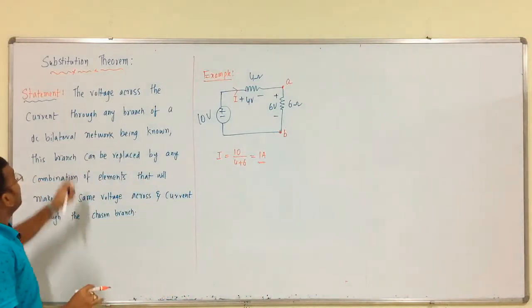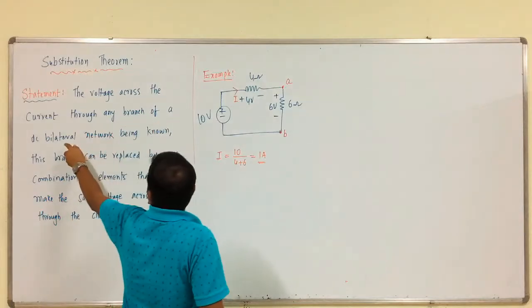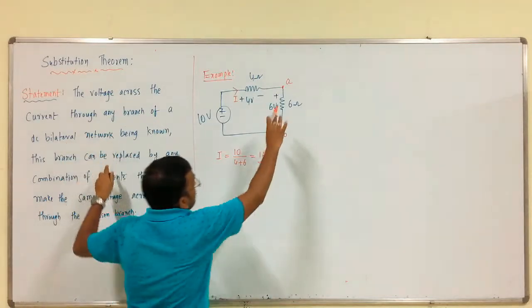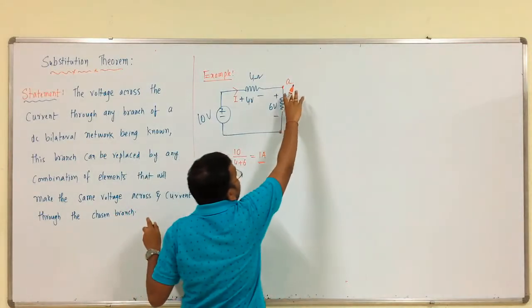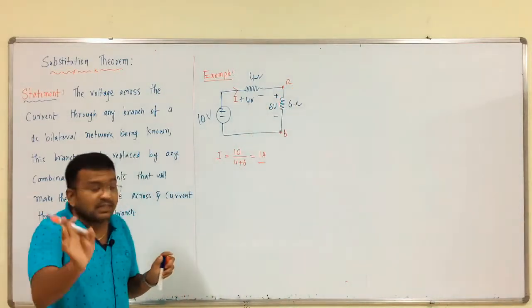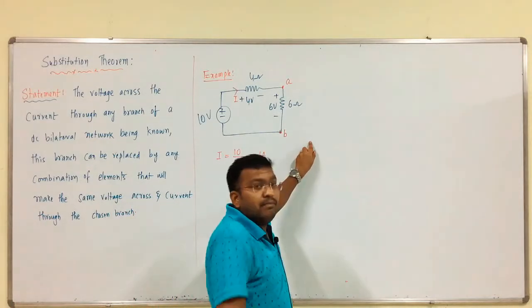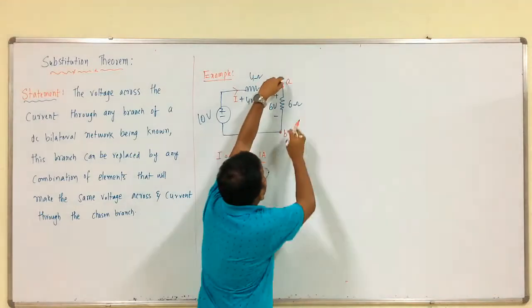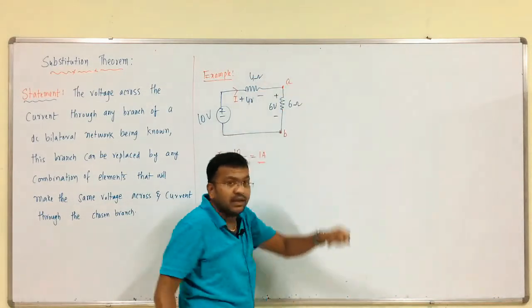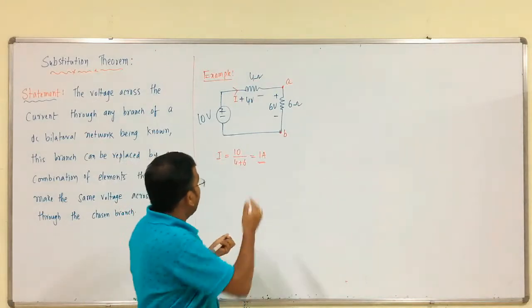Now, read the statement. The voltage across and the current through any branch of a DC bilateral network. So, here I am considering this branch AB. The voltage across this branch is nothing but 6 volts. Means we can modify this circuit into n number of circuits, but for any circuit we have to get the voltage between these two nodes A and B, the same voltage. That is the meaning.